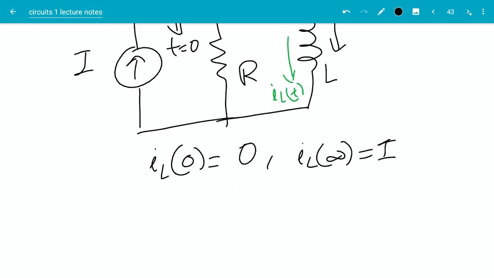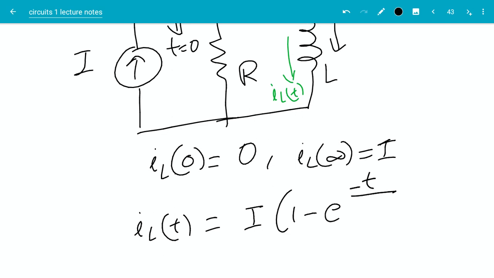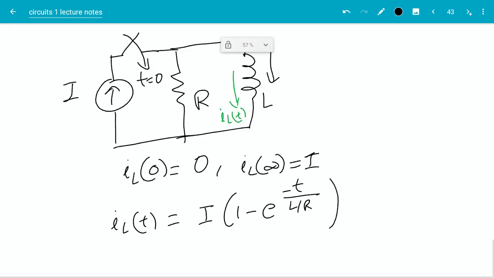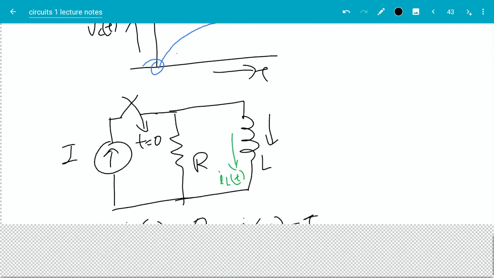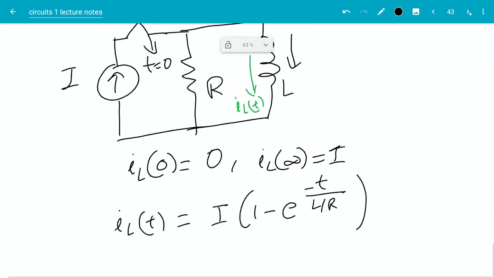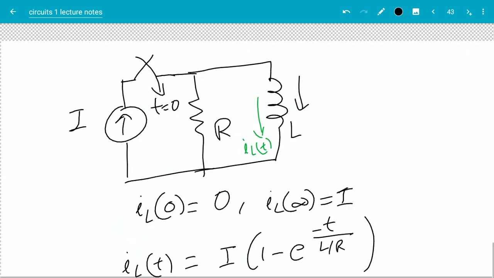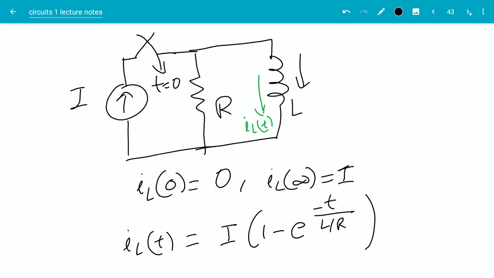And if you have to guess, I think you will guess IL of t would be equal to I times 1 minus e to the minus t over L over R, because L over R is the time constant for this circuit. Okay, so again, the derivation will be very similar to the derivation we made above for the RC circuit, but I very strongly recommend that you go through a derivation yourself, right? It will be a good refresher for the differential equations material you learned in your prerequisites.